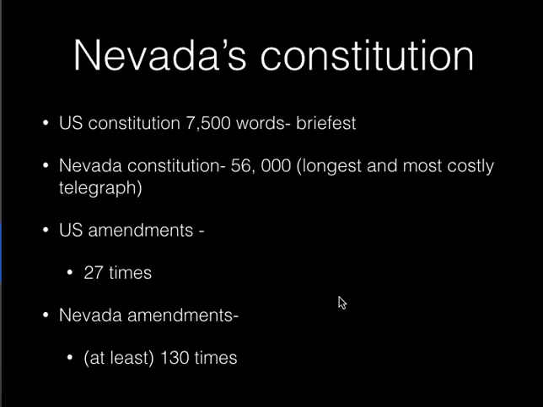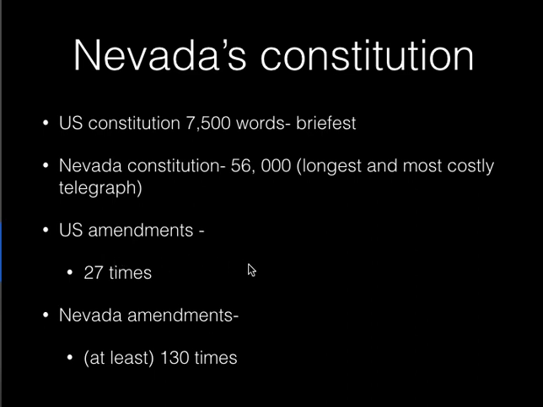If we compare the U.S. Constitution to the Nevada Constitution, there are some differences in length. The U.S. Constitution is much shorter. The Nevada Constitution is 56,000 words. It was the longest and most costly telegraph. They wanted Nevada to become a state before the re-election of Abraham Lincoln because he was hoping for their votes, and so they telegraphed the Constitution. Just imagine how long it took for them to write out 56,000 words.